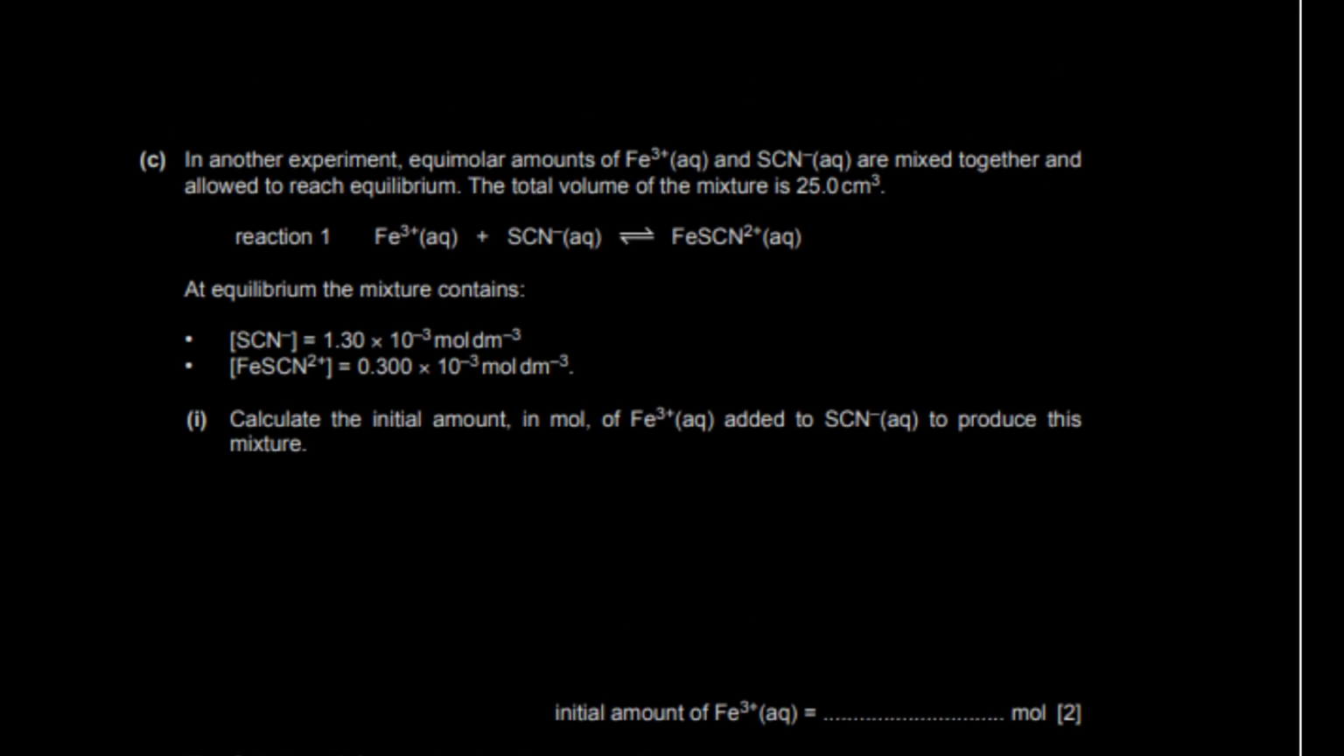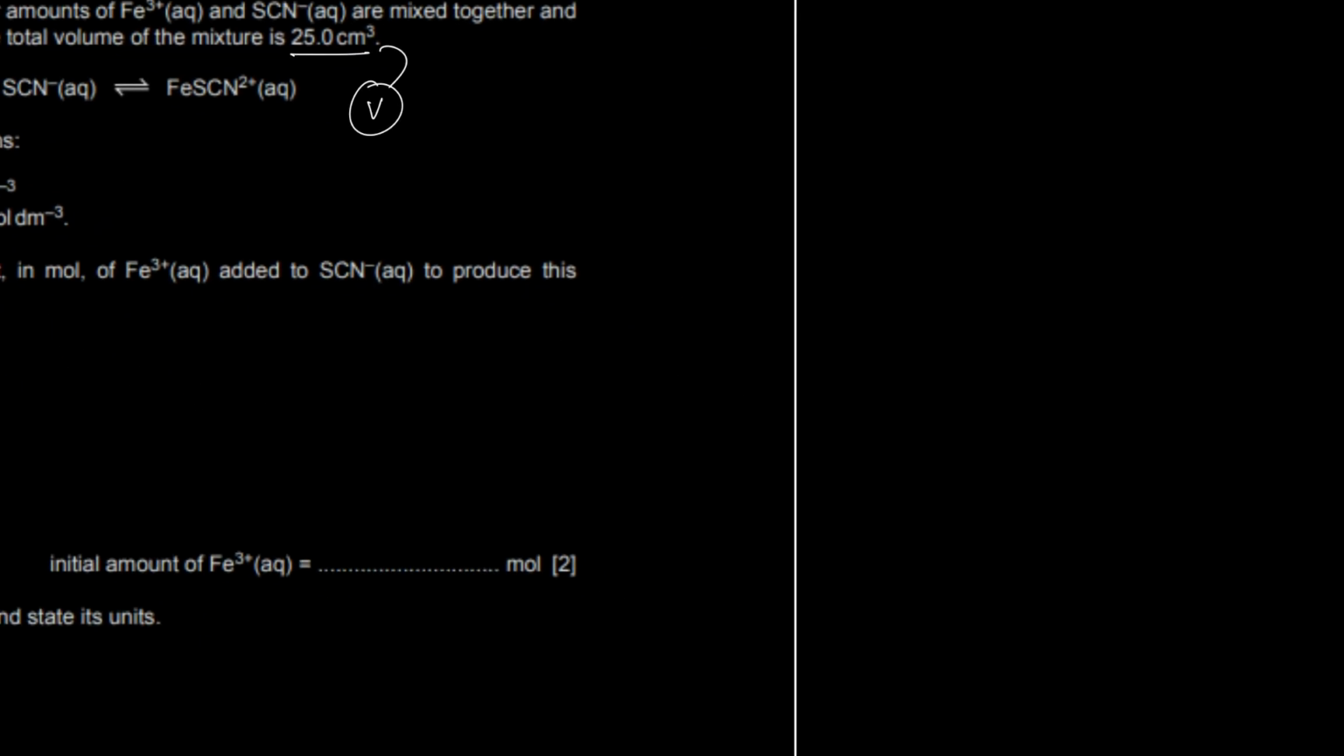In another experiment, equimolar amounts of Fe3+ aqueous and SCN- aqueous are mixed together and allowed to reach equilibrium. The total volume of the mixture is 25 cm³. That's very important. He's given me the volume, right? Okay, great stuff. Now he's giving me this reaction. He's saying at equilibrium, a mixture contains this and this. And it says calculate the initial amount in moles of Fe3+ aqueous added to SCN- aqueous to produce this mixture. See, initial moles. Let's use our ice tables.